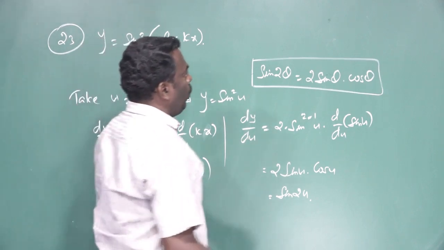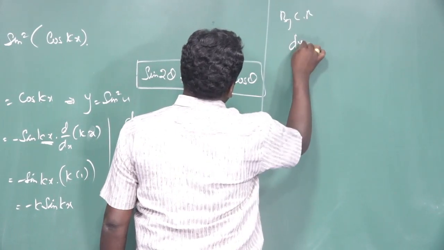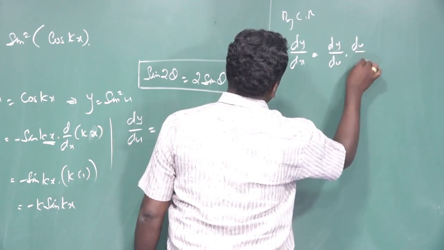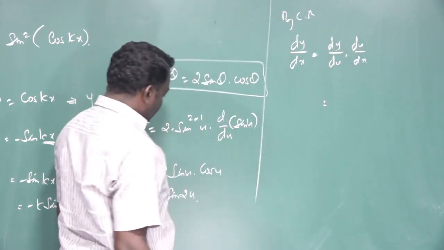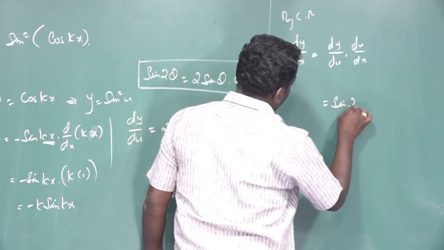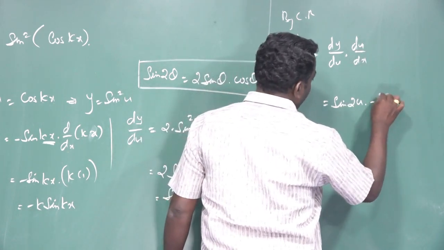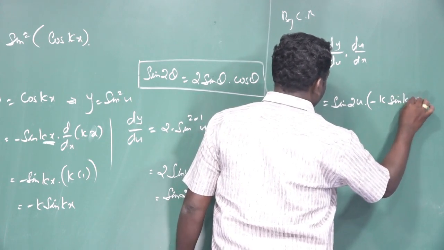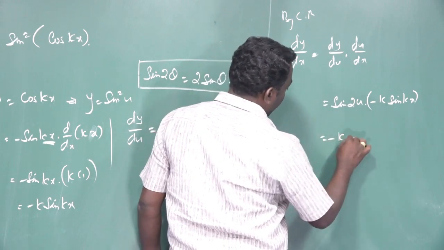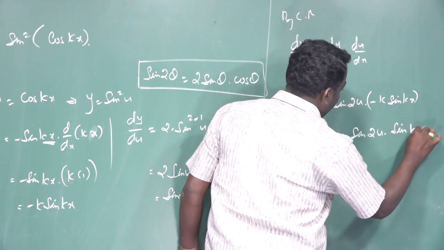Now applying the chain rule. What is the chain rule? By applying the chain rule, dy by dx is equal to dy by du into du by dx. So dy by du equals sin 2u, and du by dx is equal to minus k into sin kx. Therefore it is equal to minus k into sin 2u into sin kx.